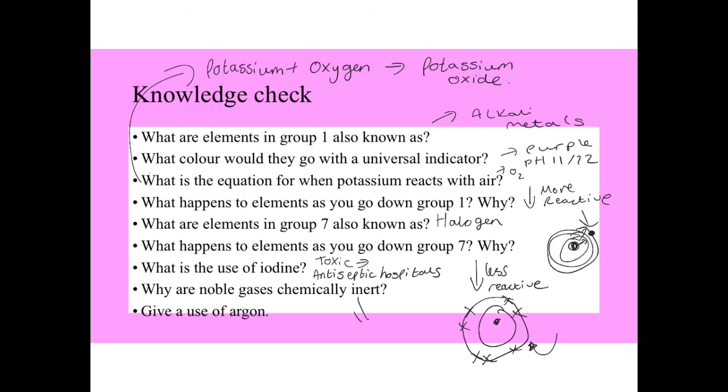Why are noble gases chemically inert? They've got a full outer shell. What is the use of argon? It's used in light bulbs. Okay, if you got them all right, move on, watch the next video.